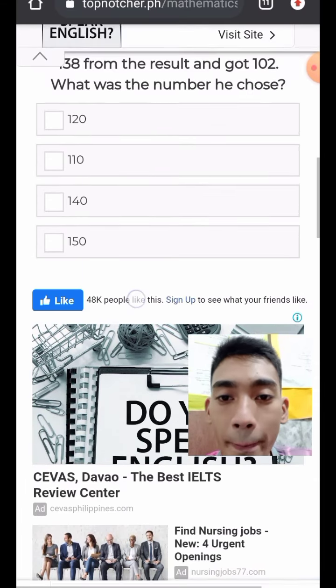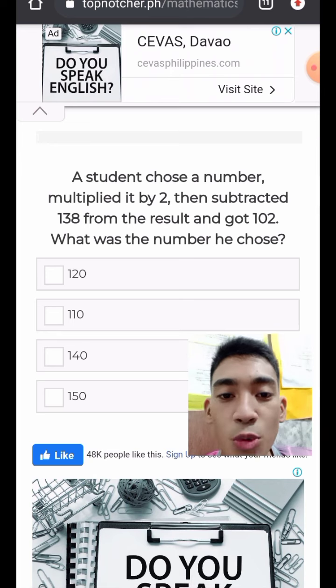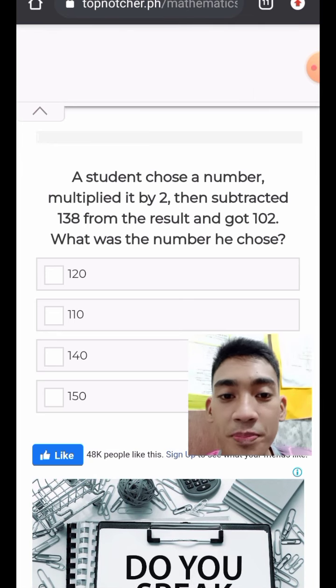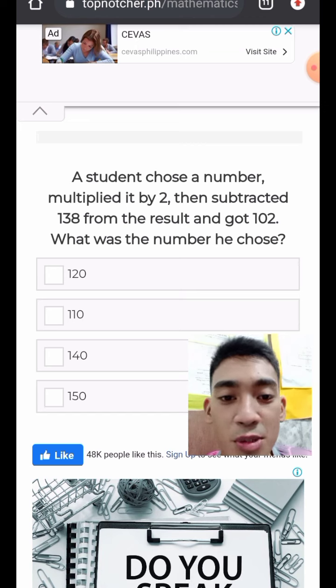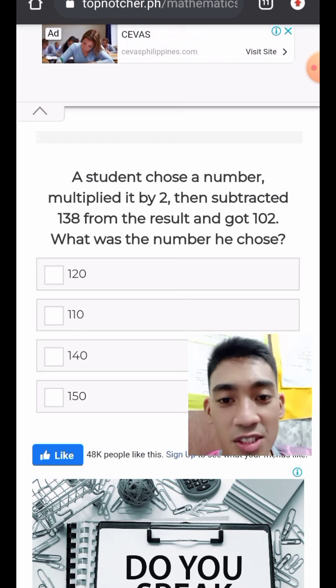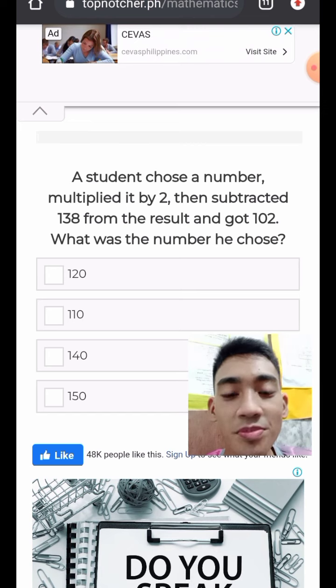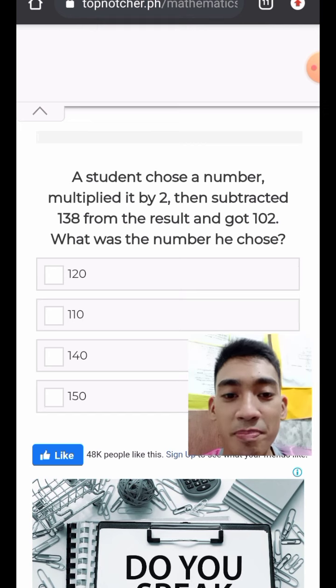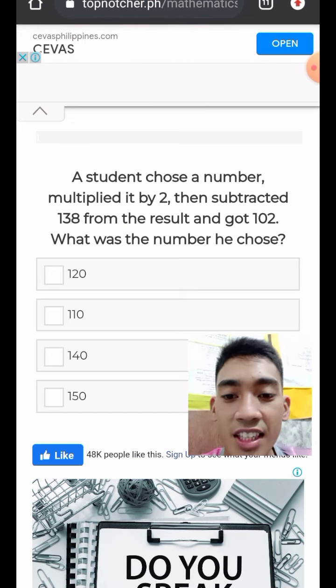Continue. A student chose a number, multiplied it by 2, then subtracted 138 from the result and got 102. What was the number he chose? So a student chose a number, multiplied it by 2. So that number will be X. So multiplied by 2, 2X minus 138. 2X minus 138 equals 102. What was the number he chose?